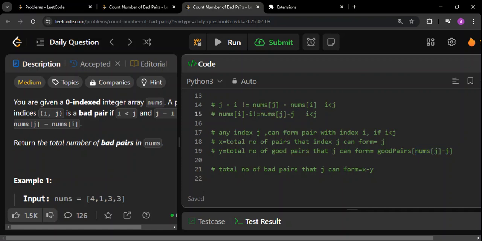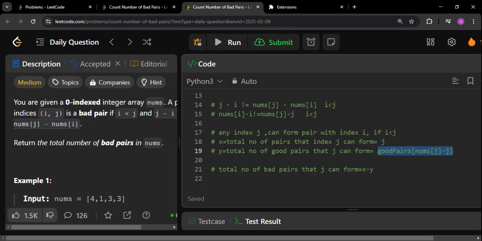So we want to know, till now, among all the indexes which are less than j, how many of them resulted in this particular expression. That value will be given by this particular term. In good pairs we are passing this value as a key, so the value of this will give us how many times this expression occurred in the past. That will tell us the number of indexes which result in this expression, so the current index j can form a pair with them. So whatever answer comes is going to be the total number of good pairs. As simple as that.